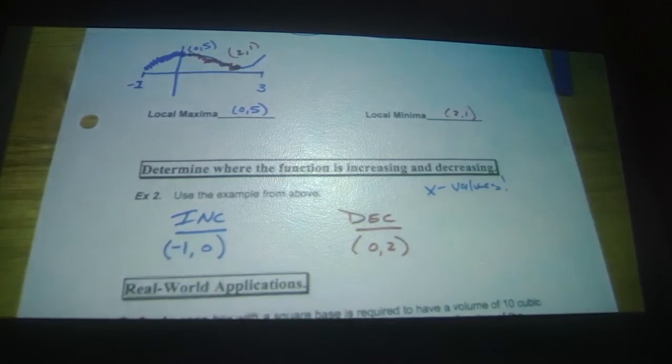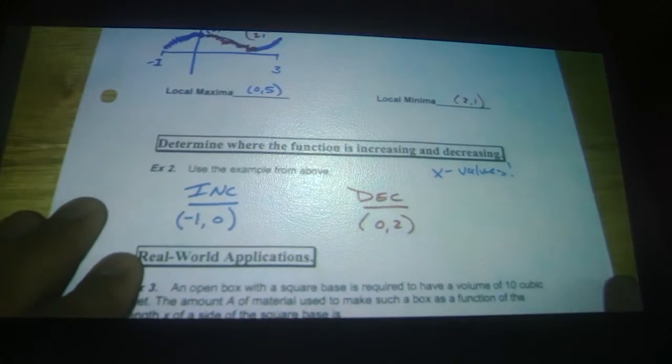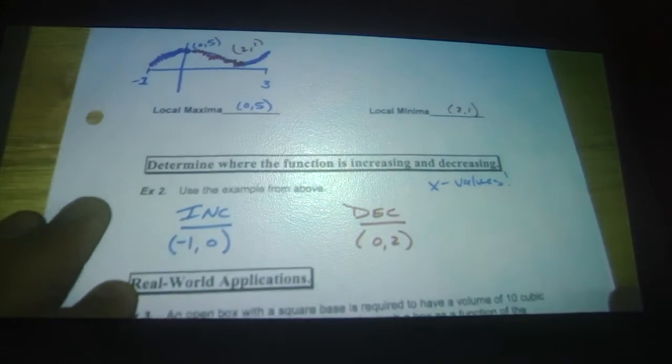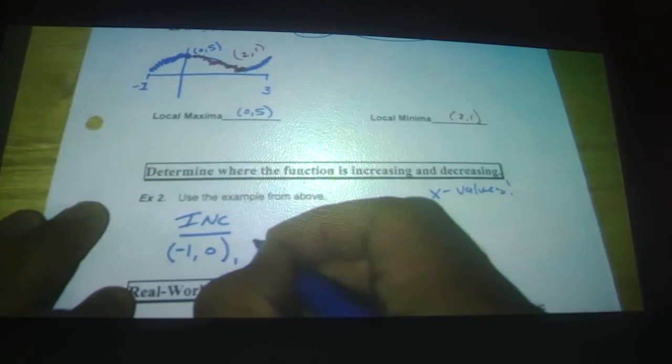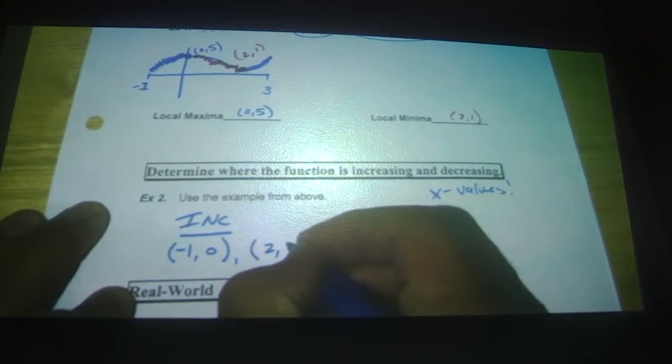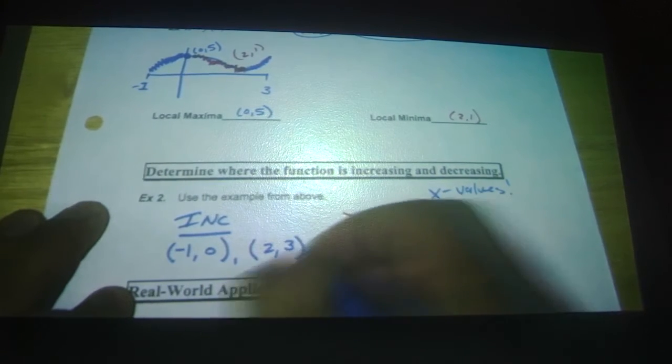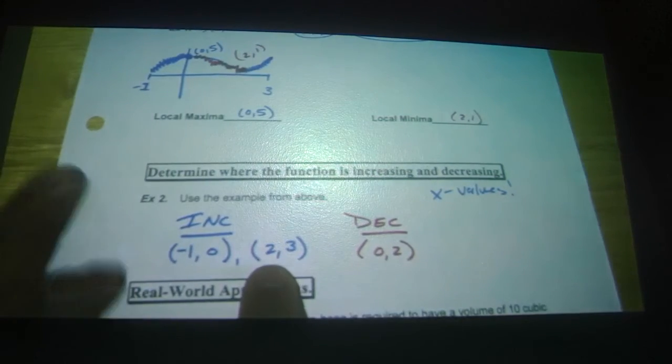Last but not least, it switches gears again. And it's going up. It's going up. It's going up. Now, is it going all the way to infinity? I don't know. We're using the x values that are given to us. So is it going to infinity? It might be. But use what x values we have over that interval. So from 2 to 3, it's going up.